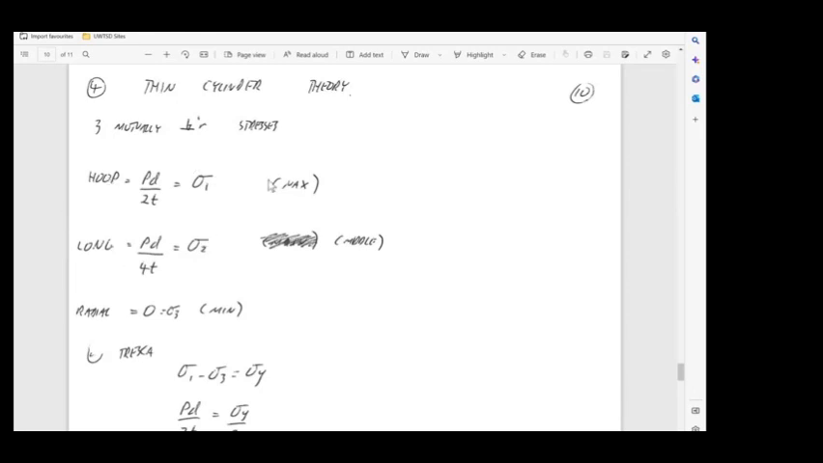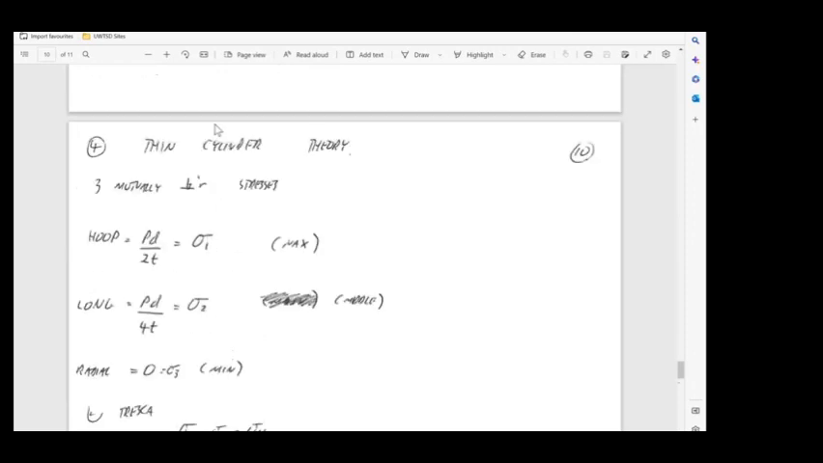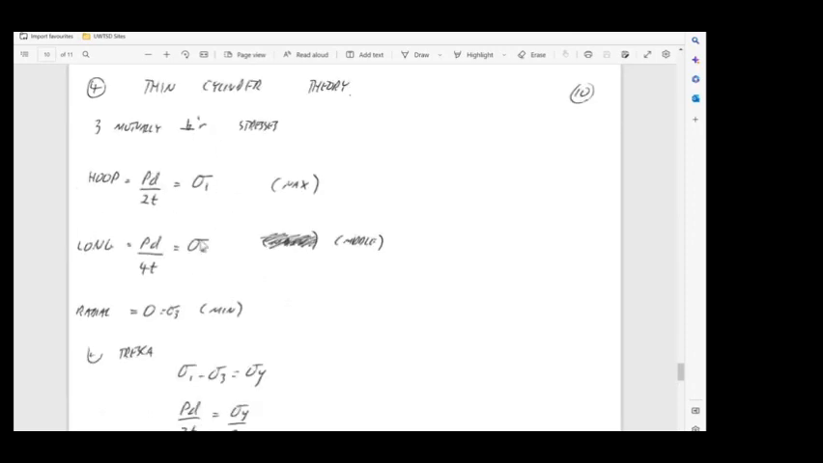Our hoop stresses are a maximum, so therefore they're sigma 1. Our longitudinal stresses are a minimum. Our longitudinal stresses are less than that. So our longitudinal stress is PD over 4T. Clearly, that's half of that. So there's our maximum. Sigma 2 is half of that. And then our radial stresses we've assumed is negligible. Okay, so we're using thin cylinder theory to calculate those principal stresses.